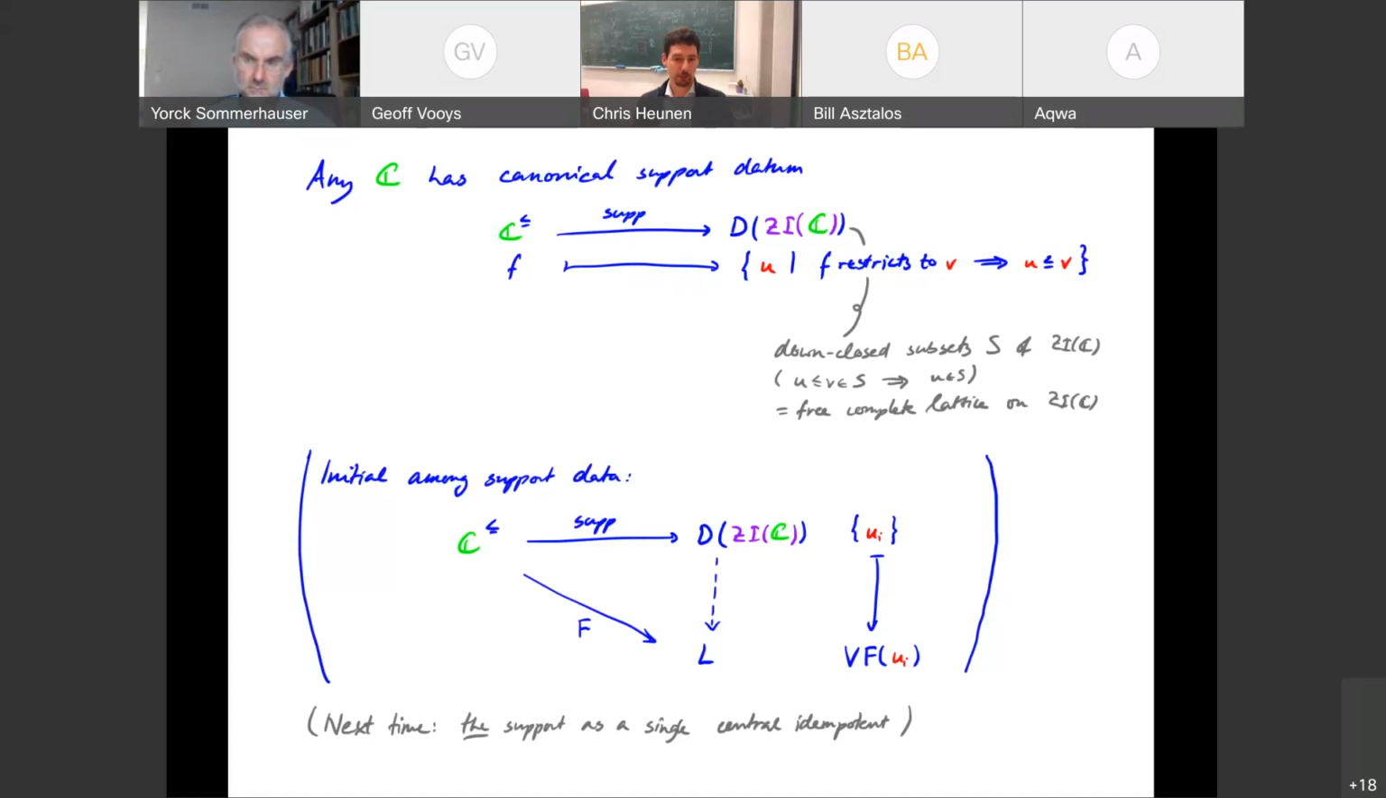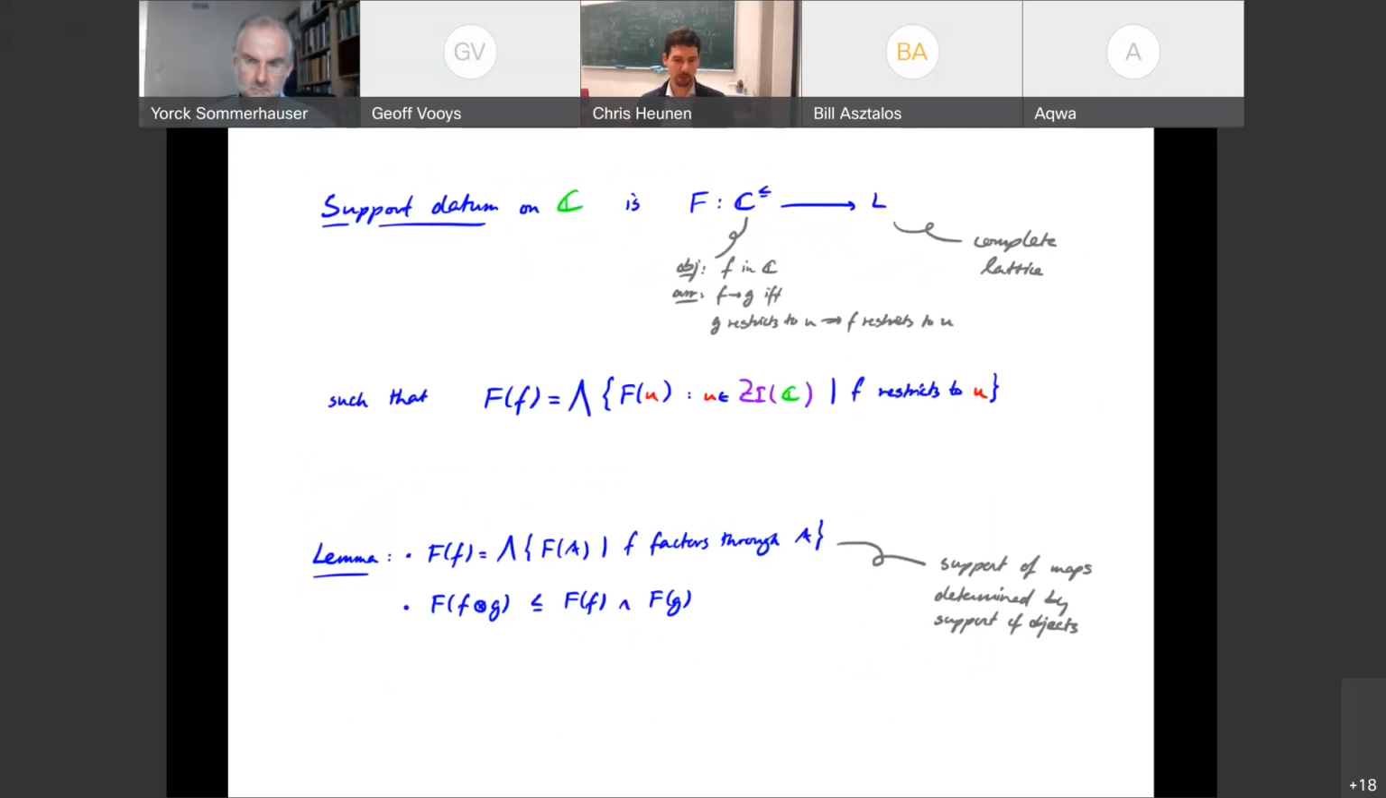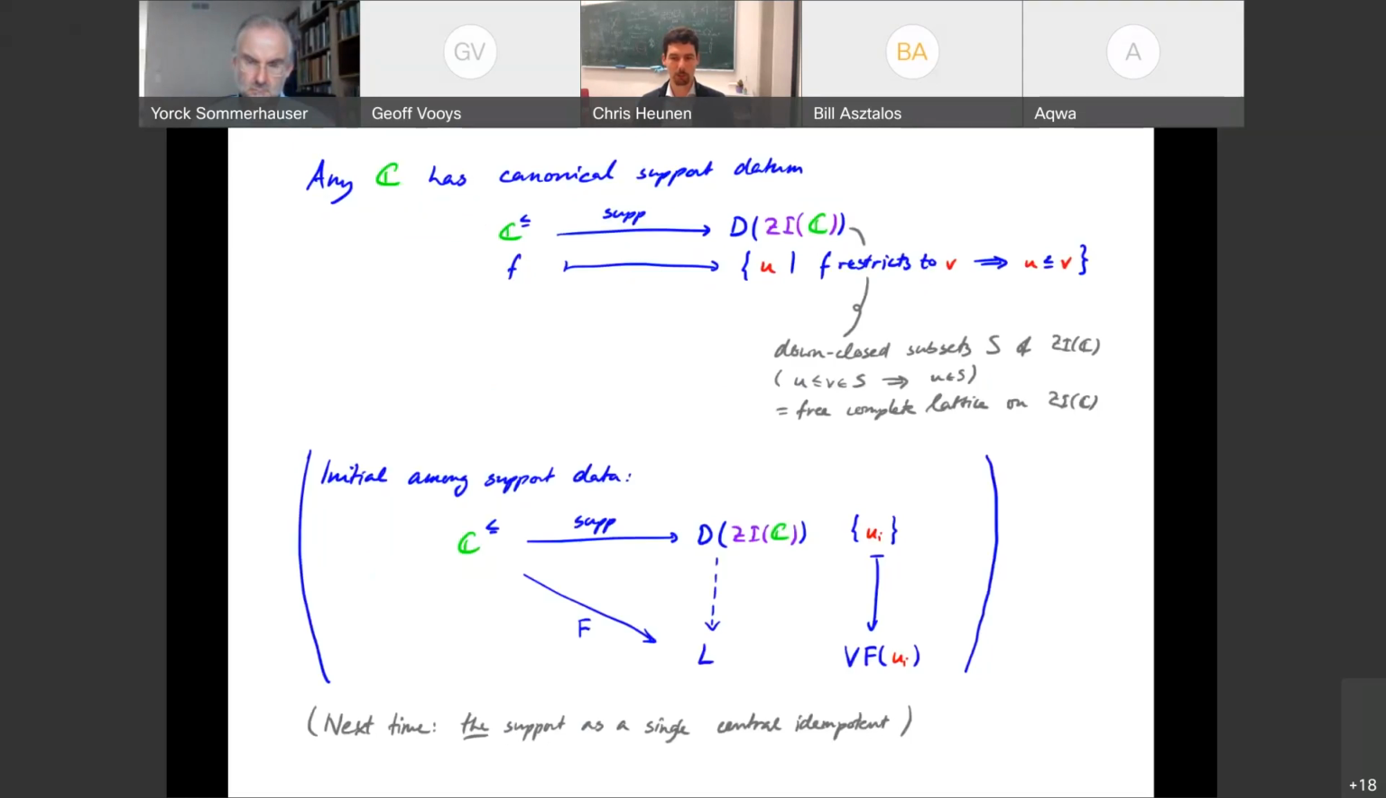Yes, and this is, first of all, a support datum as defined on the previous page. So for this support, it really behaves like you think a support should in the sense of this lemma. But moreover, it's the initial one. If you have any support taking values in any complete lattice, it has to factor through this one. So in some sense, these down sets of central idempotents really determine sort of where morphisms live.